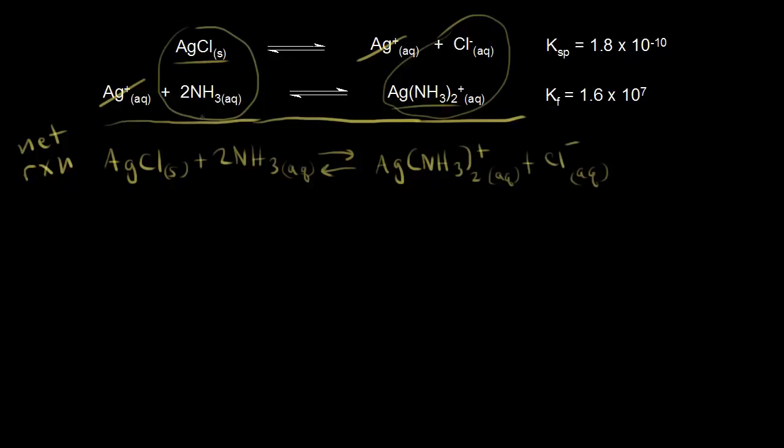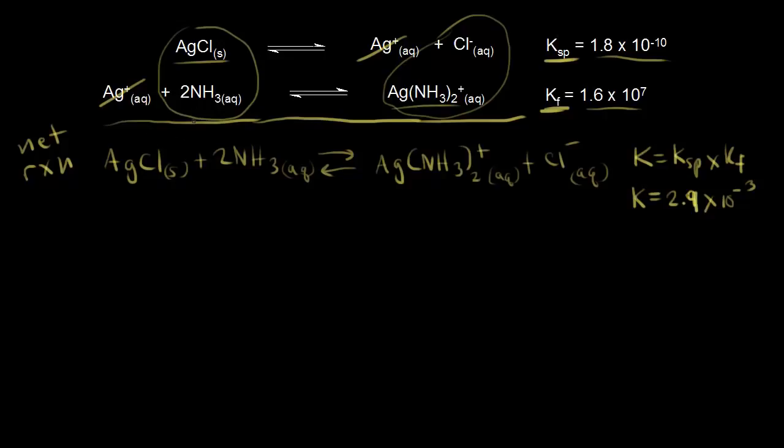So that's the net reaction, and if we added those two reactions together to get our net reaction, we have a new equilibrium constant, which I will call K. And if you add two reactions together to get your new equilibrium constant, you multiply the equilibrium constants of those two reactions. So K is equal to Ksp times Kf. So if you did that calculation, 1.8 times 10 to the negative 10 times 1.6 times 10 to the 7th, you'll get your new equilibrium constant. I won't do it here just to save some time, but if you do that, you'll get 2.9 times 10 to the negative 3rd. So that's a 9, 2.9.